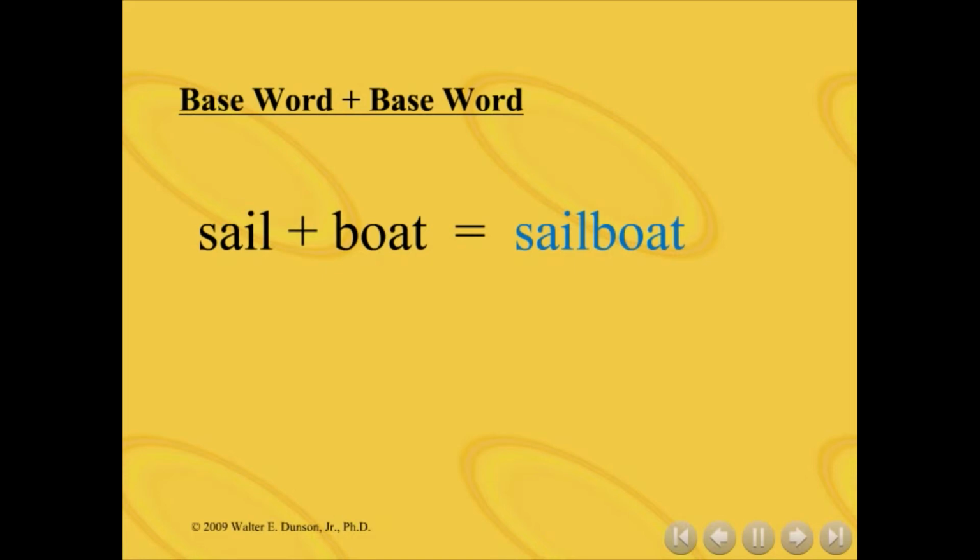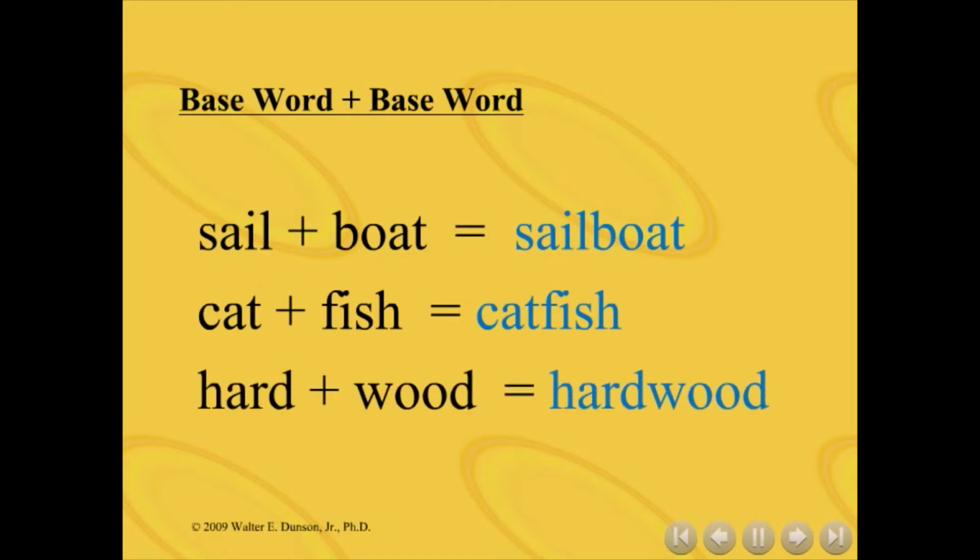Or we may have a base word plus a base word. This is called a compound word. For example, sail and boat equals sailboat, cat and fish equals catfish, or hard and wood equals hardwood.